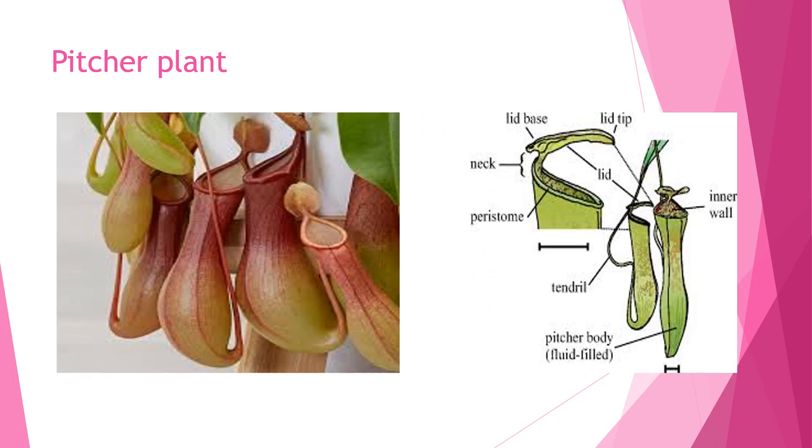The next example is the pitcher plant. Here, the leaves are modified to form a tubular or pitcher structure. They have a lid to open and close, and also a downward pointing hair at the opening of the pitcher. So if any insect is trapped inside this pitcher, it is not able to get outside. Digestive juices are secreted inside, so the insect is digested and the nutrients are absorbed by the plant.